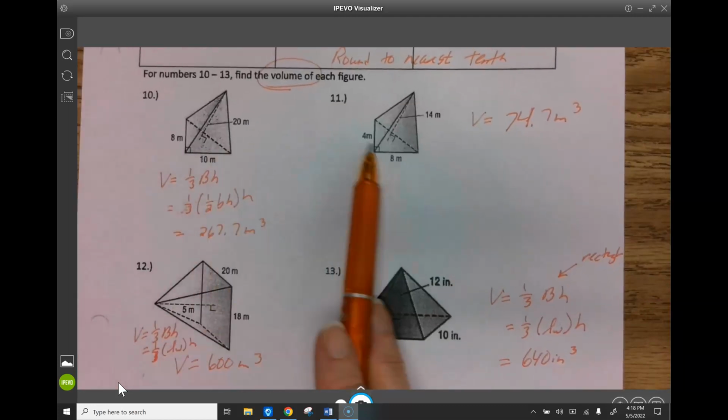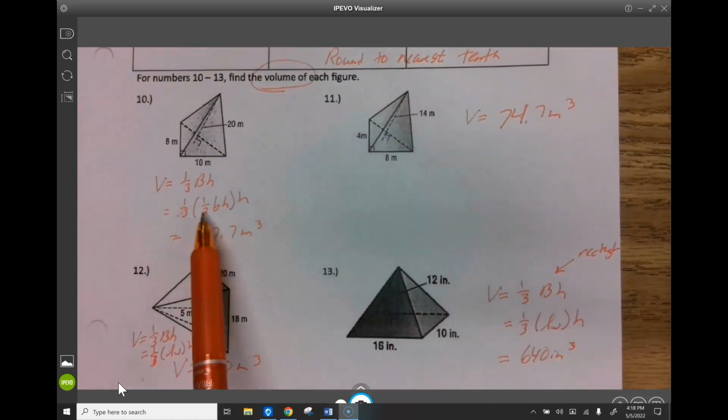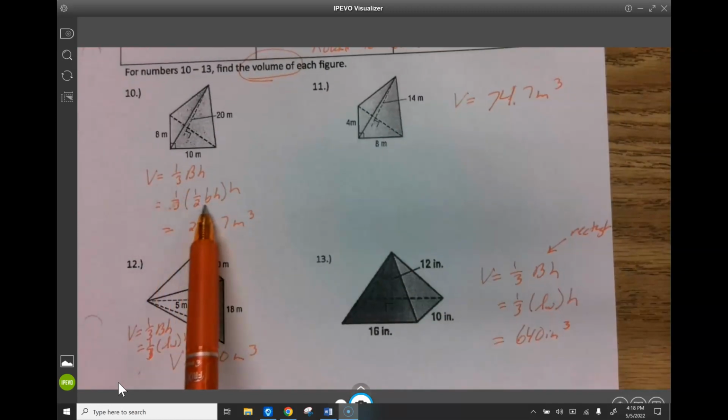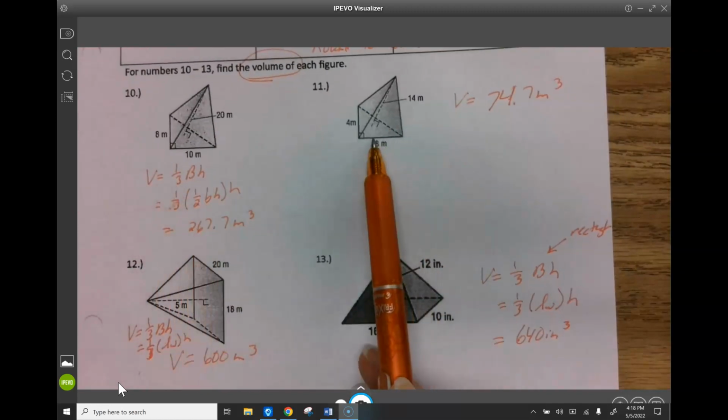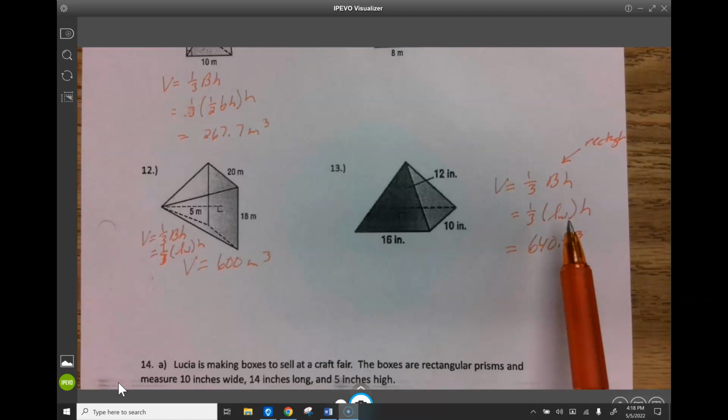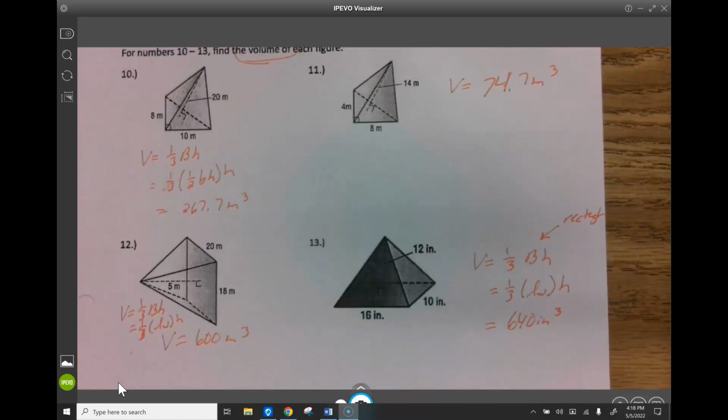Number 10 and number 11 both had a triangular base. So look at what you would do here. You'd have to have 1/3 times the area of the base, but then the area of the base is a triangle. Same thing on 11. On 12, the area of your base is a rectangle. So therefore it's just length times width. Okay, so those are the answers.